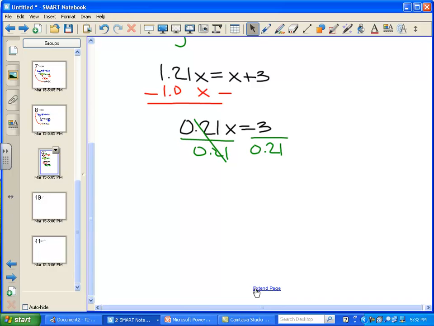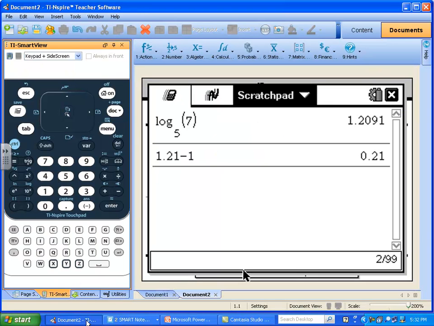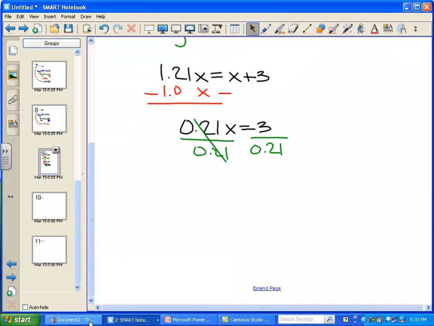And 3 divided by 0.21. So back to the calculator. 3 divided by 0.21, and we get 14.29. Okay? But don't forget that we're going to say that x is approximately equal to 14.29 because we did a fair amount of rounding in there.